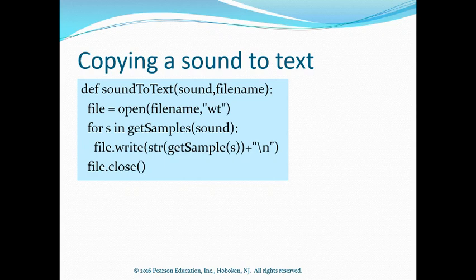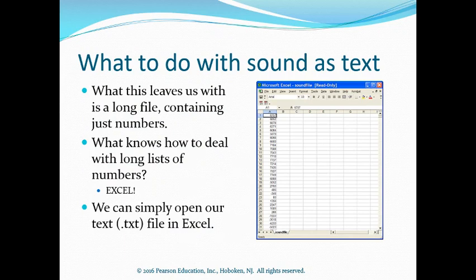Continuing, we have a for loop: for s in getSamples(sound). Then file.write, so we're writing to whatever we opened, the string of getSample s plus a new line, and then we close it. So as you can see in that example, getSamples returns a long list containing just numbers.